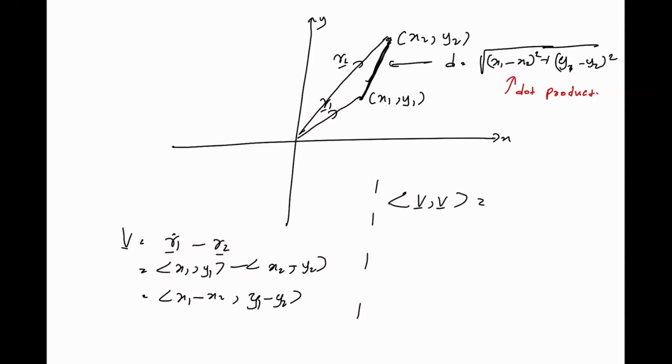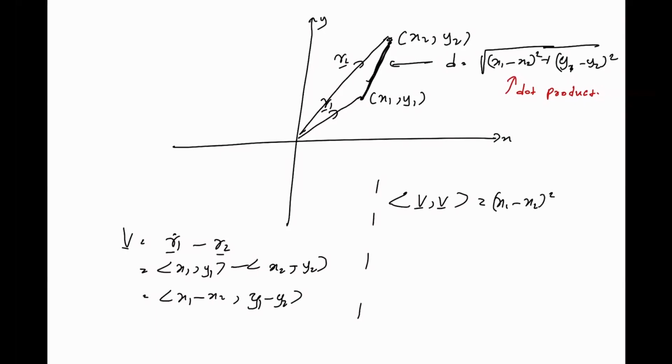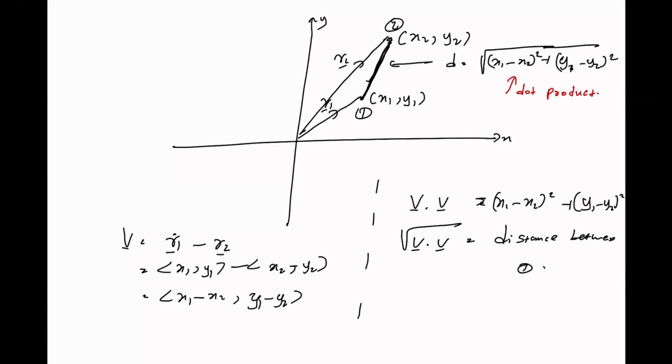I get the dot product of this vector with this vector again. So I will get (x1 minus x2) squared. Let's say I just write it in this way. We all know that, right? V dot V plus (y1 minus y2) squared. So here we define this and we take the square root of that. We clearly see we get the distance between, let's say, this point 1 and this point 2.